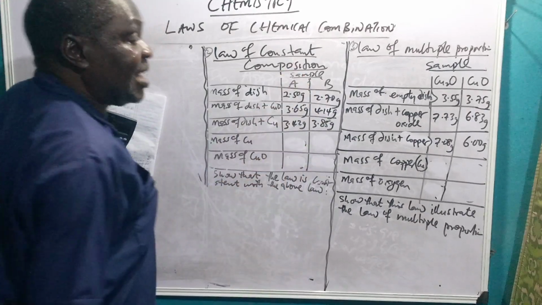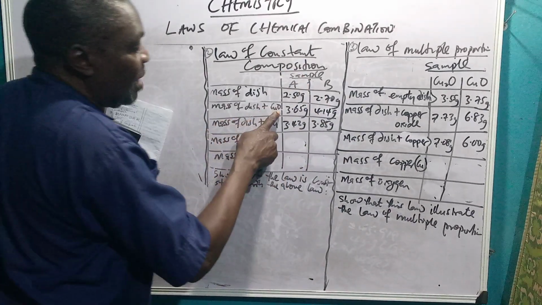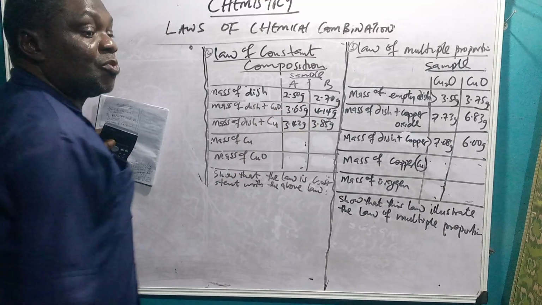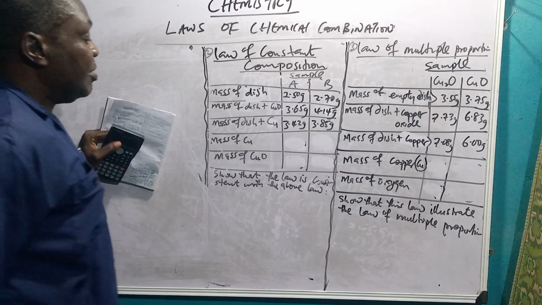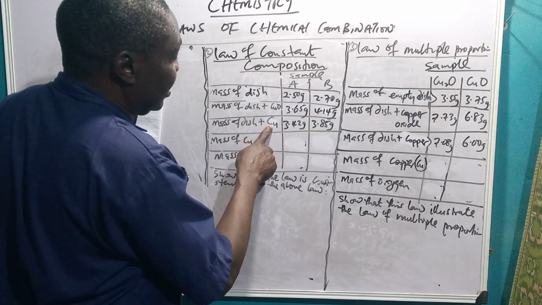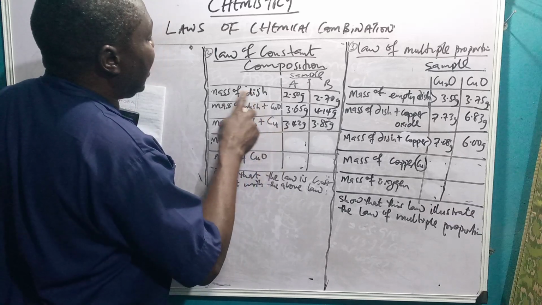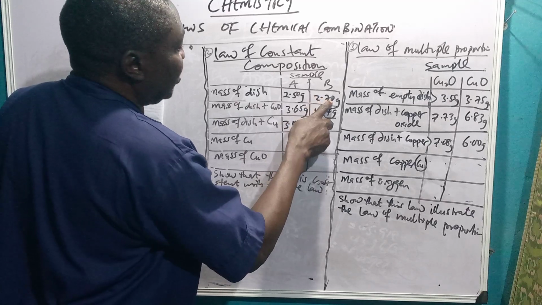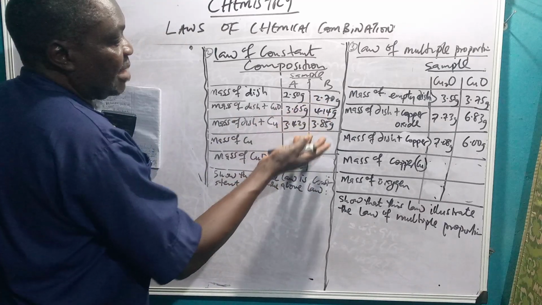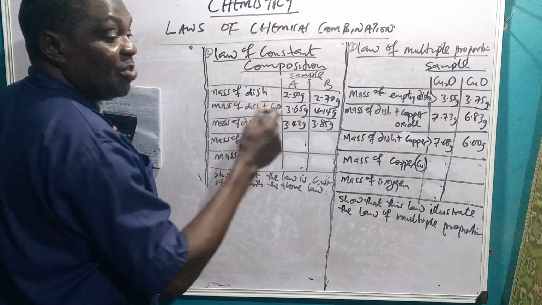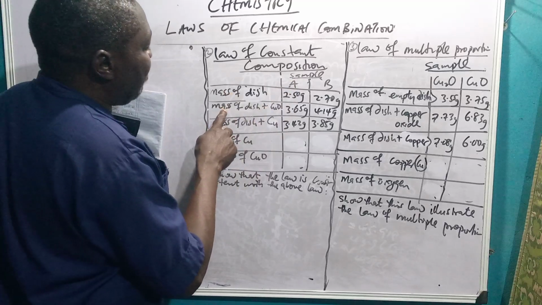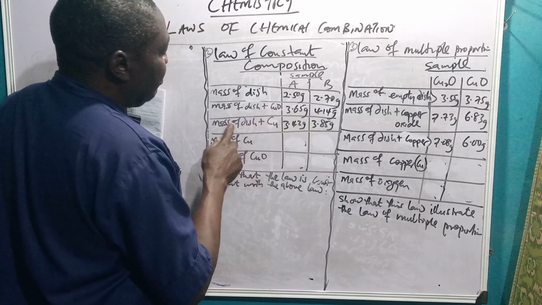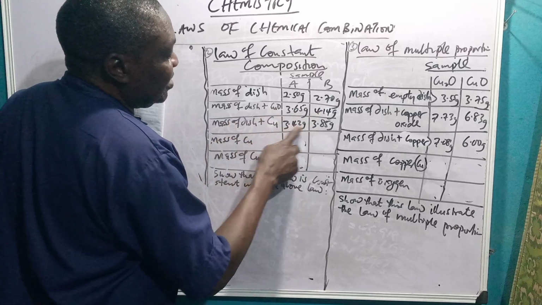This experiment was carried out by heating copper oxide, or carbon, for a very long time until it gave copper. So you have mass of dish 2.50, and this one is 2.70 because they used different samples of copper. Both sample A and sample B were heated strongly. Then you have mass of dish plus copper 2 oxide, you have this and this. Then mass of dish plus copper alone, you have this value and this value.